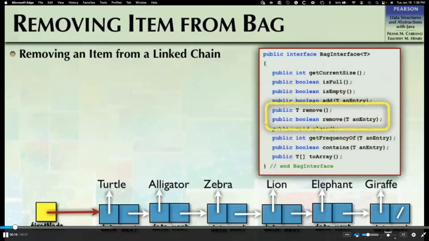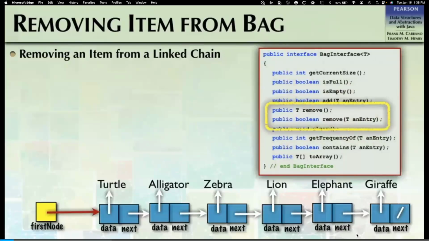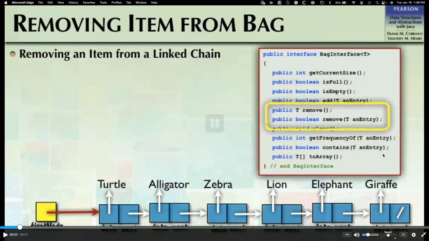Continues the implementation of the linked bag class. We begin by looking at the methods that remove items from the bag. So we looked at the add, we looked at the toArray before. Now we're going to be exploring some of these other ones. We'll see some similarities between the remove and the add, and that will be the one that we'll look at here.